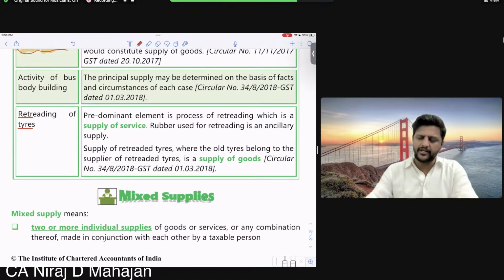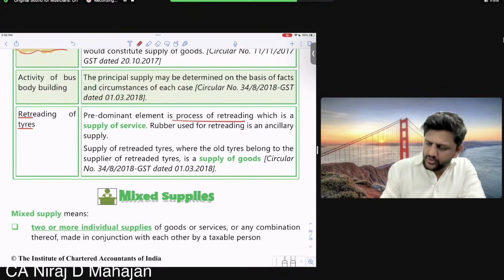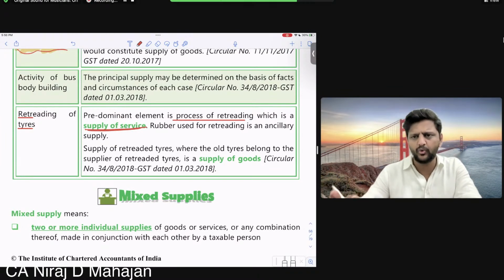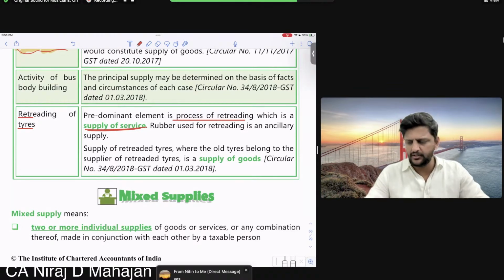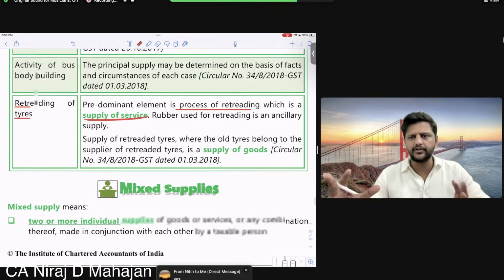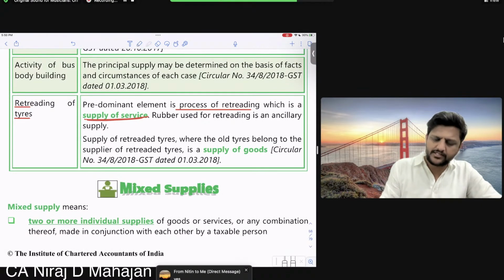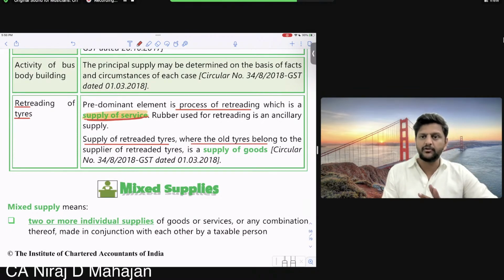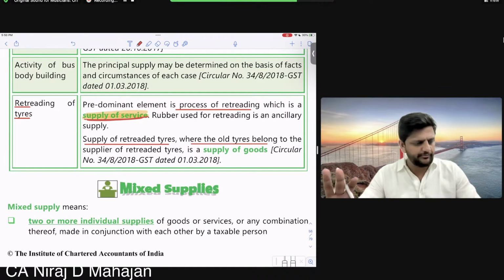So the predominant element in the process of retreading is a supply of service. Rubber used for retreading is ancillary. That is a clarification given. Are you getting my point? You went to a tire person and told them, retread my tires. That will be treated as supply of service. But understand, supply of retreaded tires itself, where the old tires belong to the supplier of retreaded tires, is a supply of goods. Don't confuse yourself. Pay attention.